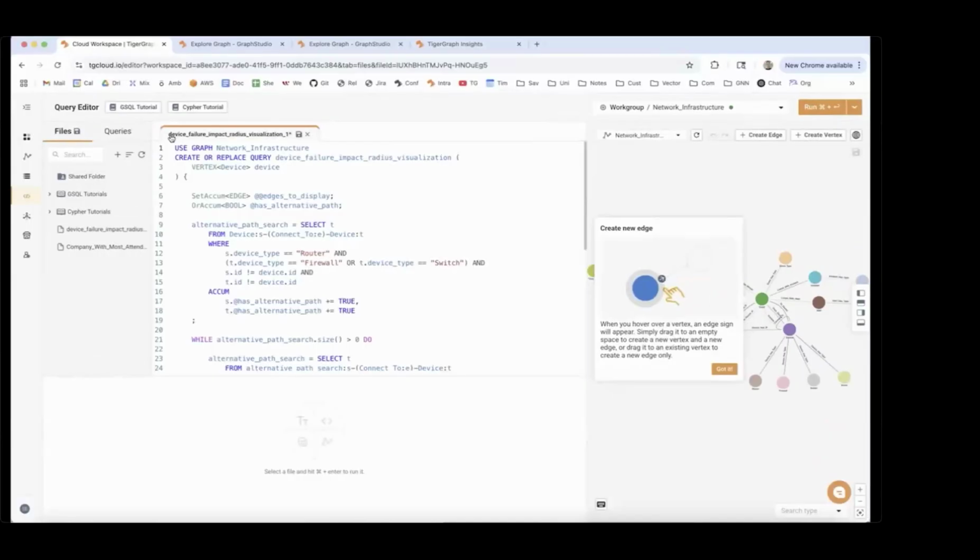Thank you for watching. I hope this provided a helpful overview of how the network infrastructure solution kit can improve visibility and support faster incident resolution.